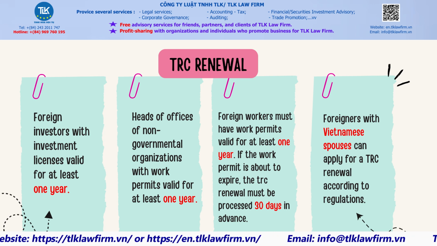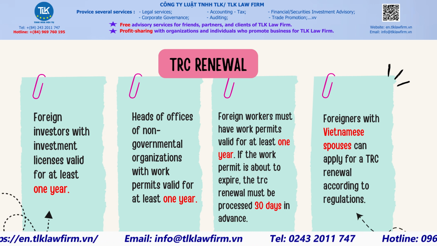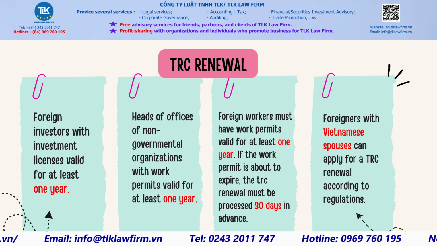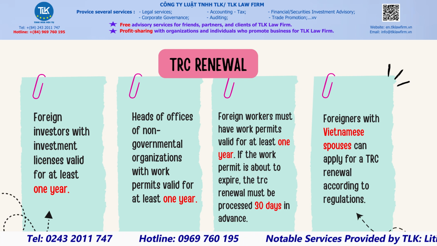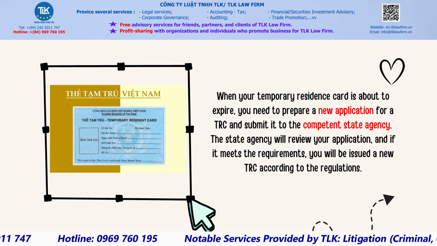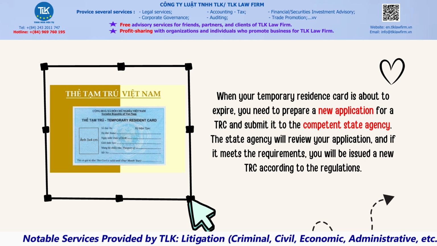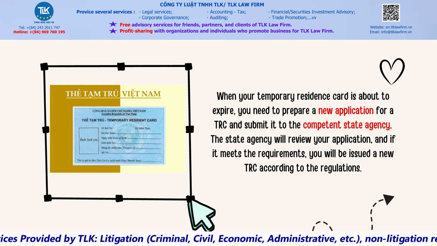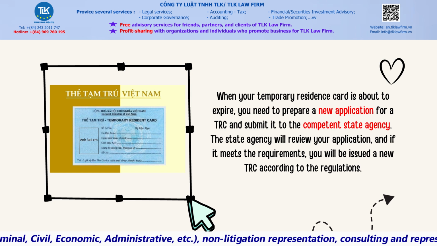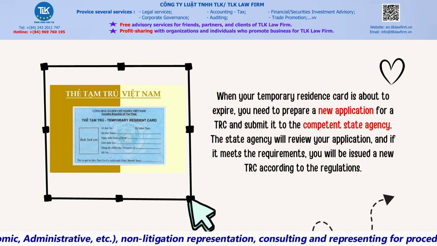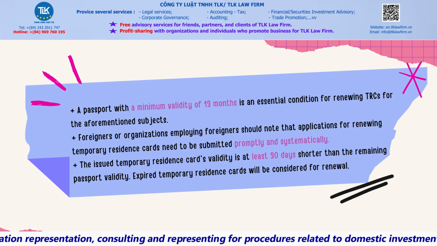If the work permit is about to expire, the TRC renewal must be processed 30 days in advance. 4. Foreigners with Vietnamese spouses can apply for TRC renewal according to regulations. When your TRC is about to expire, you need to prepare a new application for a TRC and submit it to the competent state agency. The state agency will review your application, and if it meets the requirements, you will be issued a new TRC. TLK Lawfirm would like to highlight the following points.